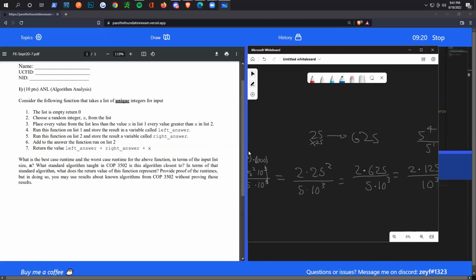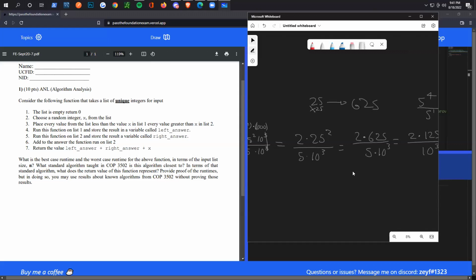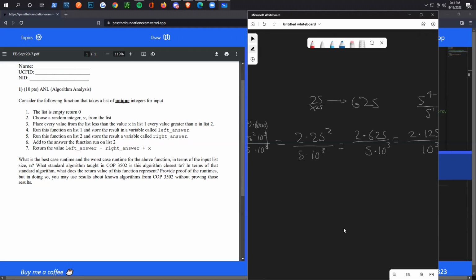So it says the list is empty. We want to consider the following function that takes a list of unique integers for input. If the list is empty, return 0. Choose a random integer from the list. Place every value from the list that is less than the value in list 1. Oh my God, this question is so poorly written. Place every value from the list less than the value x in list 1, every value greater than x in list 2. They forgot to write "and" here.